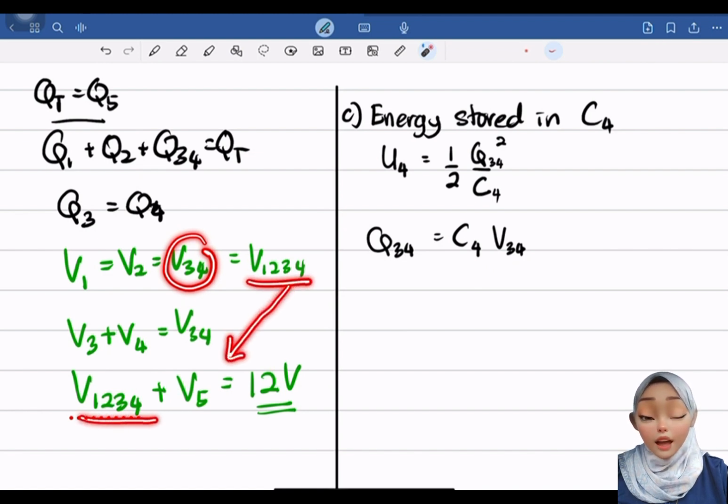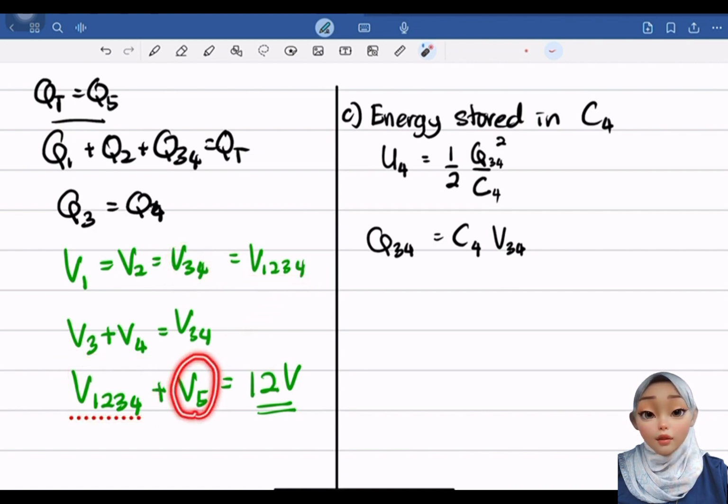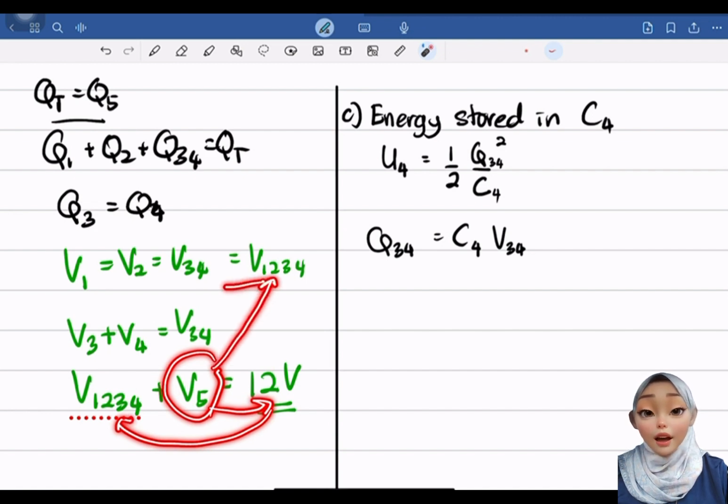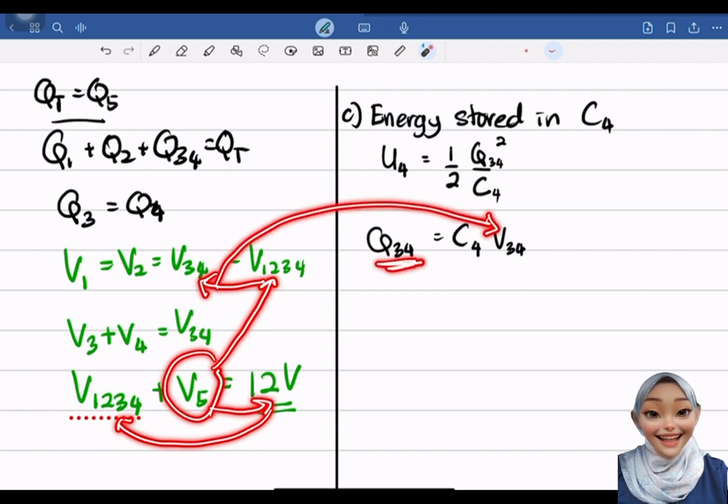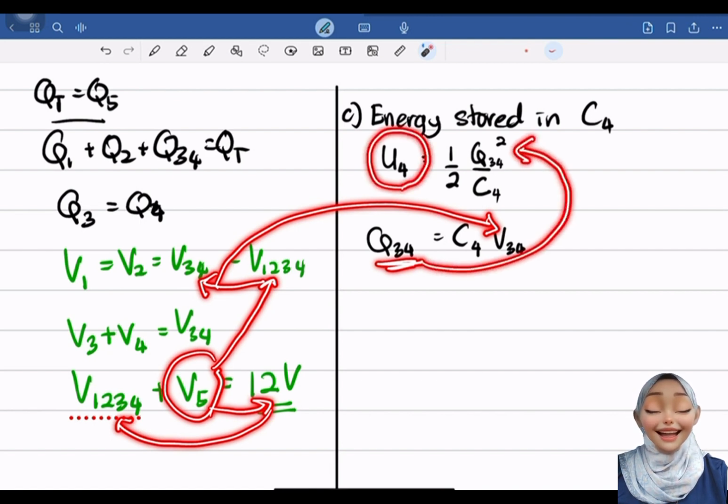Kita dapati bahawa V1234 ialah bila mana kita dapat V5 tolak dengan 12 volt. So, sekarang ni kita nak cari V5 supaya bila kita tolak dengan 12 volt, kita boleh dapat V1234. Dan disebabkan V1234 ialah sama dengan V34, kita boleh cari Q34. Macam ni. And then, bolehlah kita masuk ke dalam ini untuk cari energy stored in capacitor 4. So, if you are a little bit confused, you boleh rewind video ni, okay?